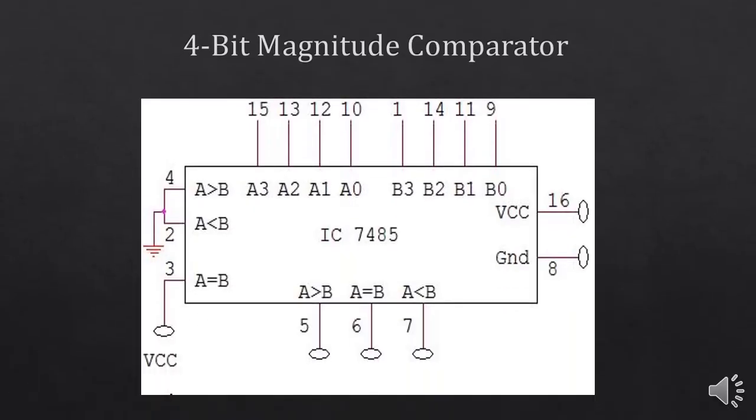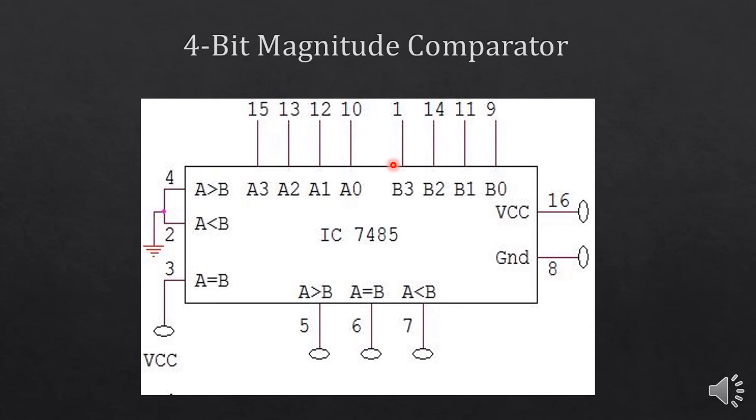In the first part of this lab, you have studied the 1-bit magnitude comparator and 2-bit magnitude comparator using the basic gates only. In the next part of this lab, you have to implement a 4-bit magnitude comparator using a dedicated IC. Here we are using IC 7485, which is a 4-bit magnitude comparator IC. This is a 16-pin IC. Here pins 15, 13, 12 and 10 are the pins of the first input, whereas pins 1, 14, 11 and 9 are the pins of the second input. Both the inputs are of 4 bits.